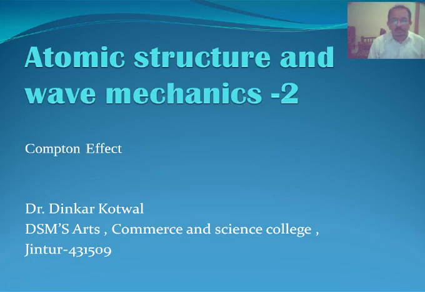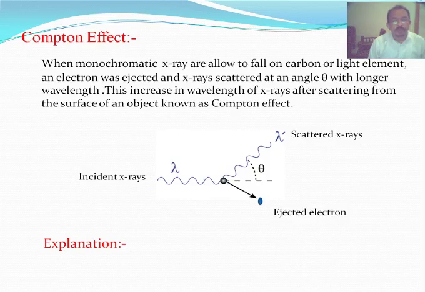Hello student, today we are going to learn a new point from atomic structure and wave mechanics, that is the Compton effect. Now the Compton effect is a phenomenon in which, when monochromatic X-rays are allowed to fall on a light element like carbon, an electron is ejected and the X-rays get scattered at an angle theta with a longer wavelength.